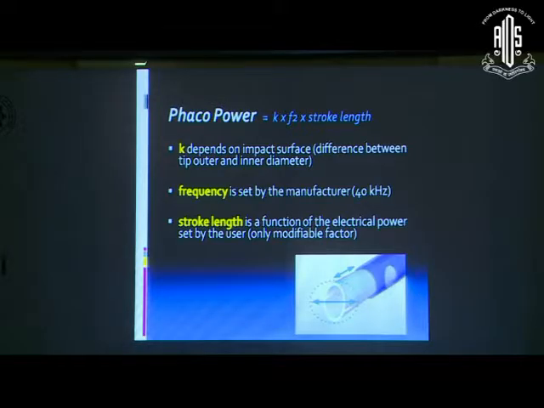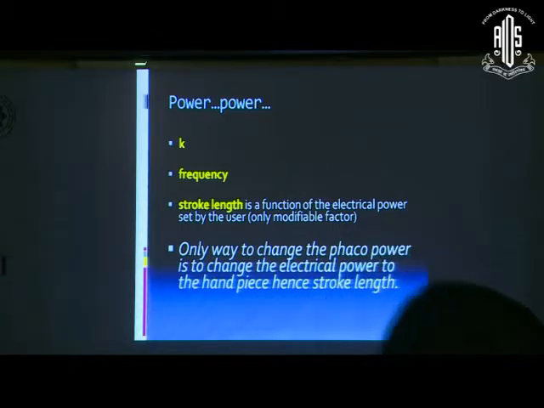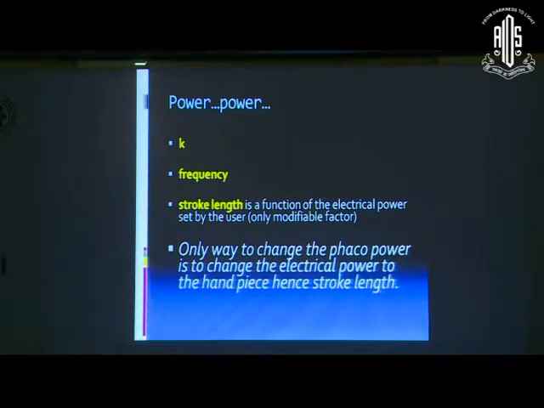Frequency is set by the manufacturer. Stroke length is how much is the amplitude of the phaco tip when it moves while you're using power. And this is the only modifiable factor. This is the only thing that you will be changing to modulate your phaco power. So the only way to change the phaco power is to change the electrical power to the handpiece, and hence the stroke length. This is the only thing that is in our hand.